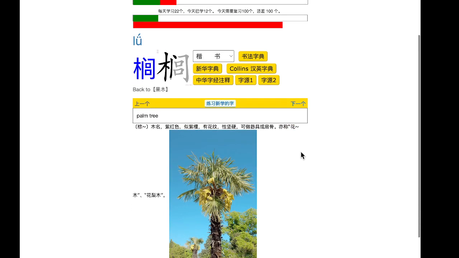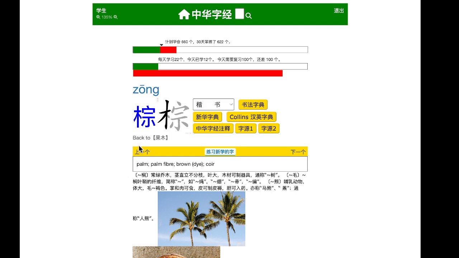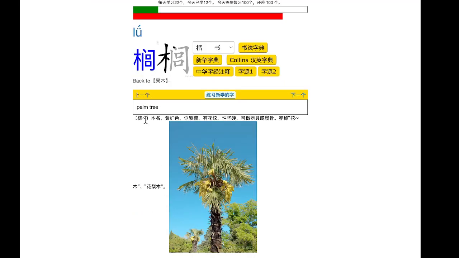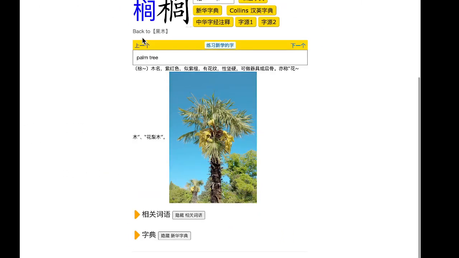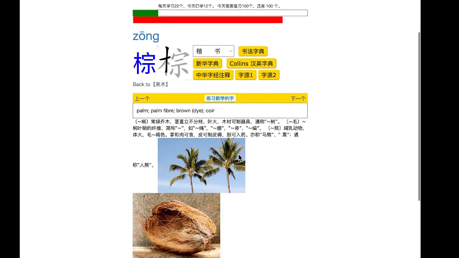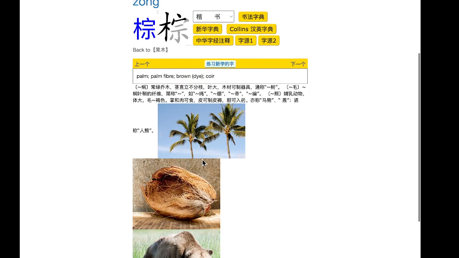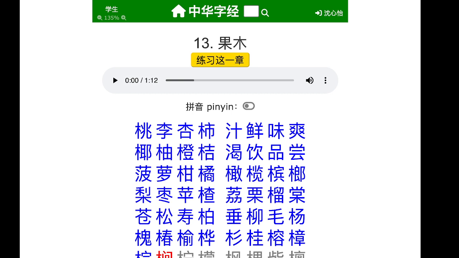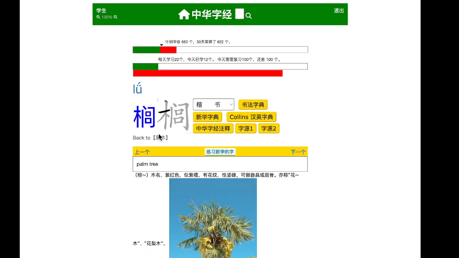Lü. Zonglü is the word. We put them together. Zonglü together is the word for palm tree. So lü is palm tree. There it is. Zong by itself will refer to this stuff, or the color brown. But zonglü is the name of the tree. That on the right is also lü, by the way. It reads the same, lü. But that one is like a village gate.